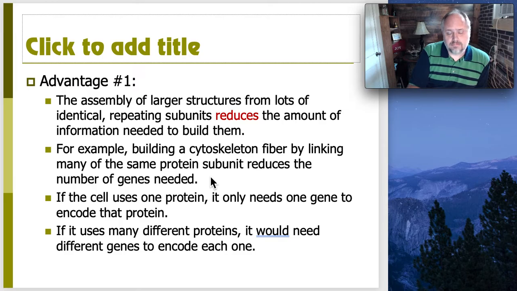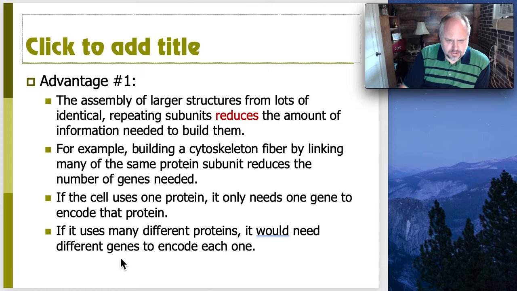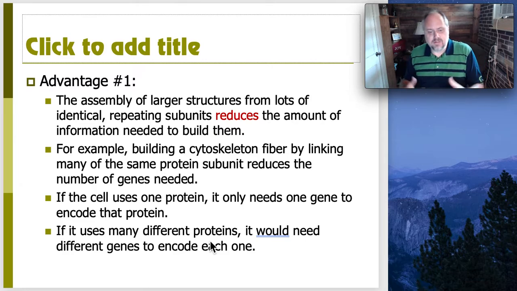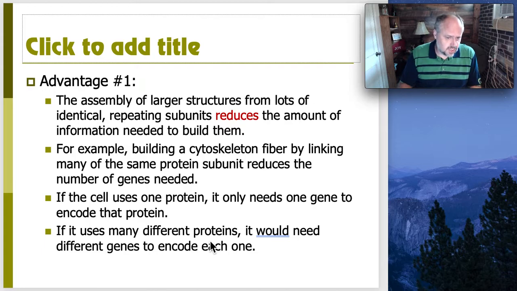Information at this point would refer to the genetic information. We'll get into more details on that, but basically the bottom line is that genetic units, these information units of genes, are going to encode a protein. And so if we use a lot of different proteins, then we would have to encode each one of them. But if we use the same one over and over again, we only need the one gene.